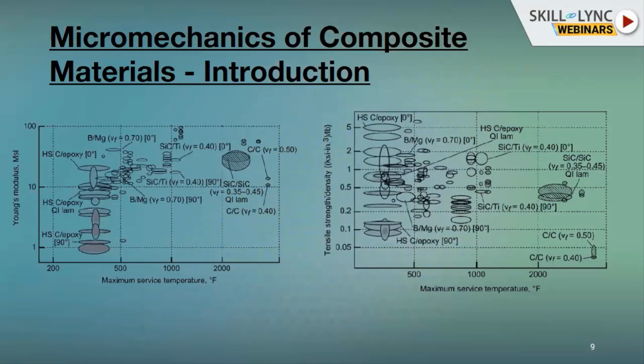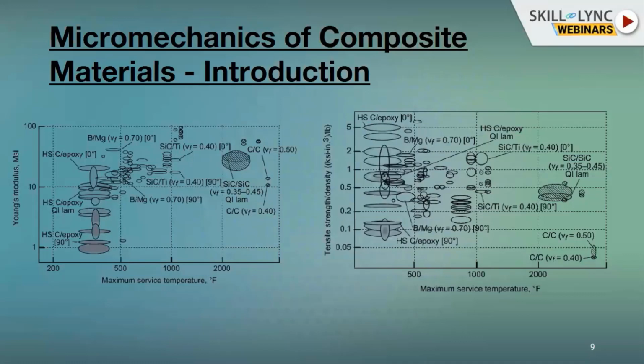The Young's modulus and specific strength of the various composite materials with respect to its maximum service temperature is shown here. So epoxy based composites have a service operation temperature around 450 Fahrenheit, whereas ceramic based composites have a service temperature of more than 1200 Fahrenheit.